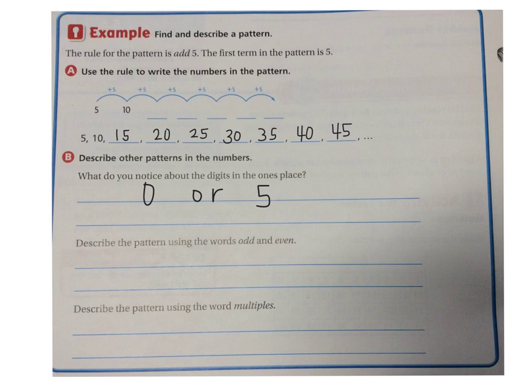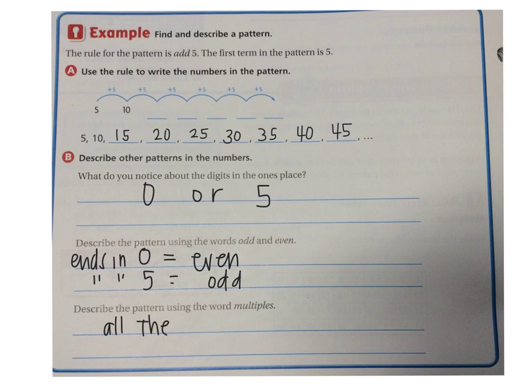When it ends in 0, then the number is even. If it ends in 5, then the number is odd. What's another way to describe the pattern? It says describe the pattern using the words multiples. We've already said this. All the terms are multiples of 5, good.